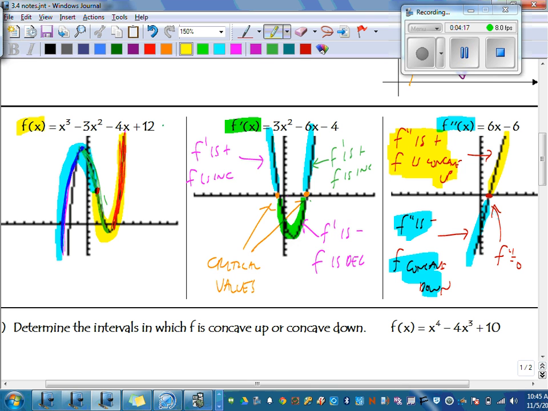Alright, so that's the relation between derivative, second derivative, and this original. We're going to see some more of this with graphs and interpreting graphs. AP Test is big on doing that, so we'll get plenty of practice as this chapter goes on.